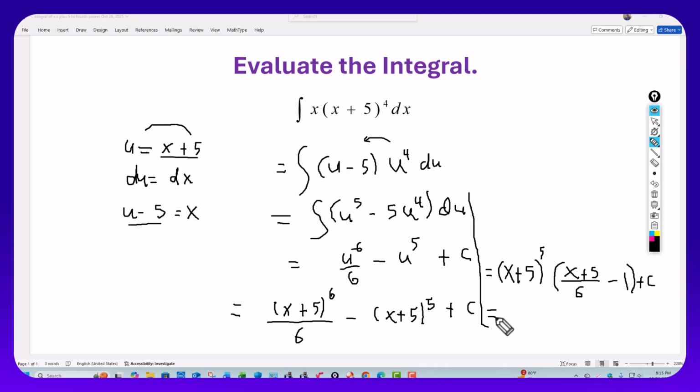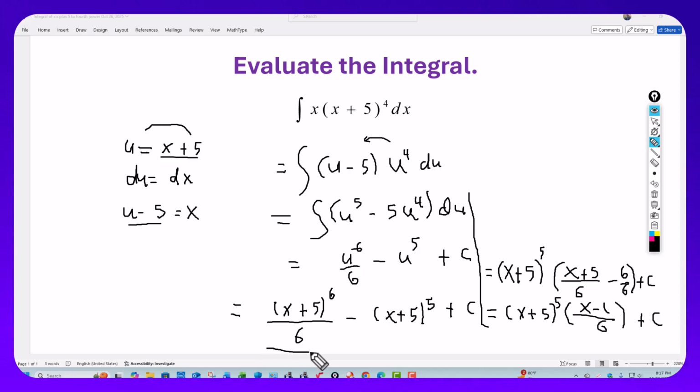And then we can simplify the expression in the parentheses. You'll still have the (x plus 5) to the 5th. Then this part we can rewrite as x plus 5 over 6 and the minus 1 over 6. Let's write the minus 1 as minus 6 over 6. Now we have the same denominator here. So we have x plus 5 minus 6. So this would be x minus 1 over 6, in parentheses here, plus the constant of integration.